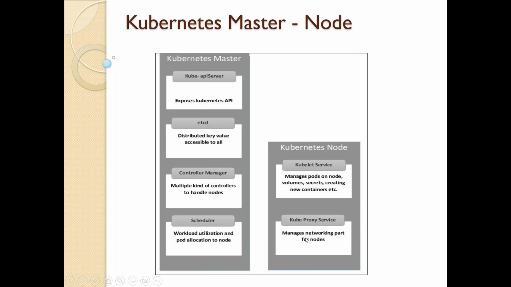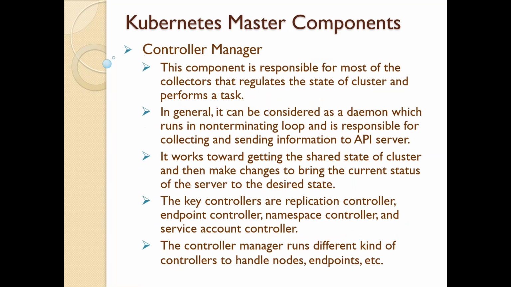And in the Kubernetes node, we have the kubelet service running in all the nodes, and then kube-proxy will be running. Apart from that, the Docker engine will also be running. Without the Docker engine, you will not be able to deploy your containers there. So these are the few components that you need to keep in mind.